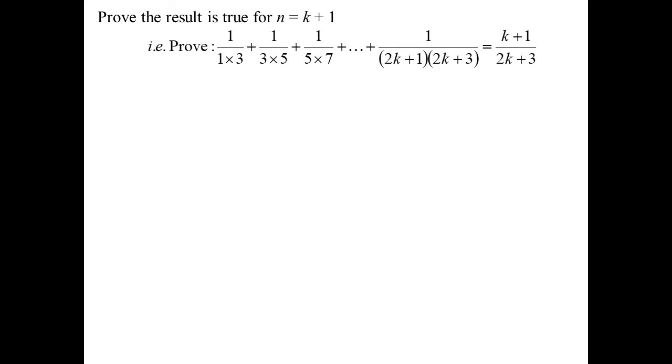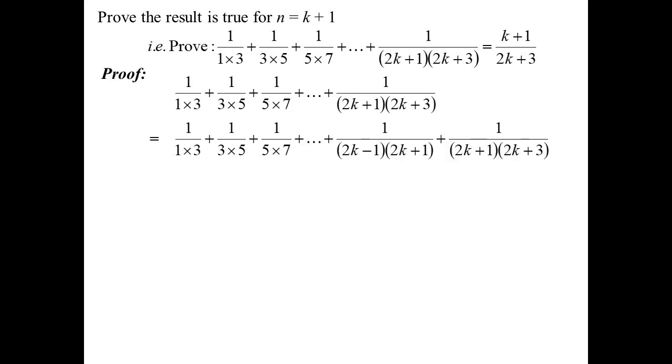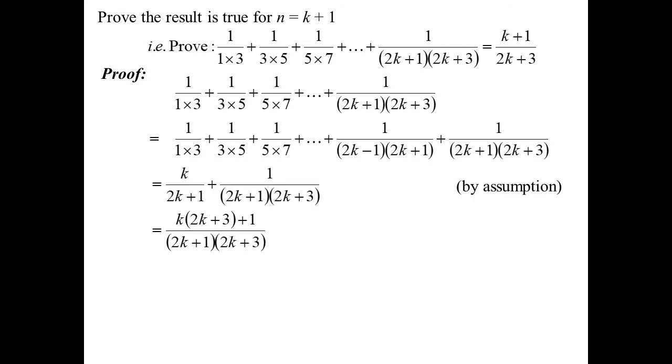Okay, so again, it's a series type. I'll just rewrite it with the second last term in there. Those first up until the second last term, that's our assumption, basically. Substitute the assumption in. Now we've got to play with some algebraic fractions. Algebraic fractions, let's bring them together. (2k plus 1)(2k plus 3) is the common denominator. On top we'll end up with k(2k plus 3) plus 1.